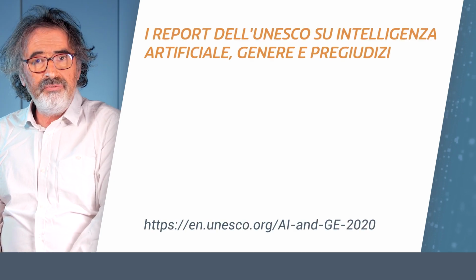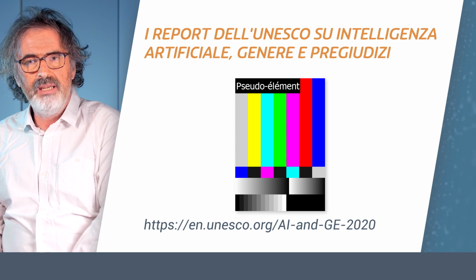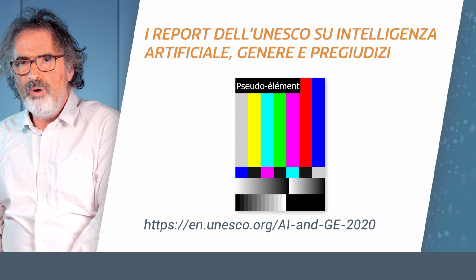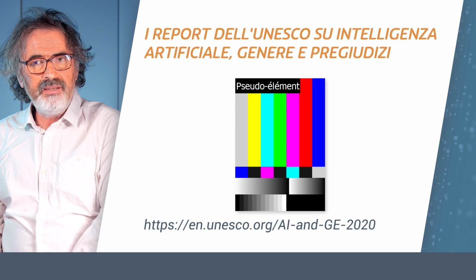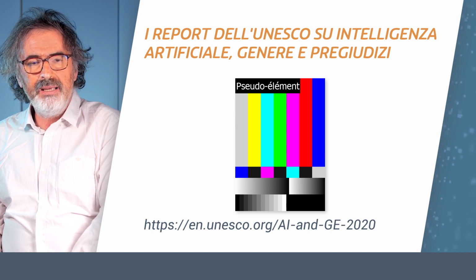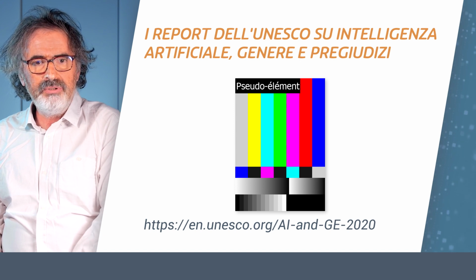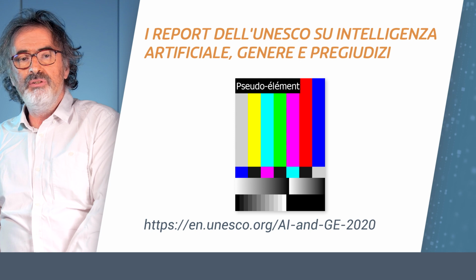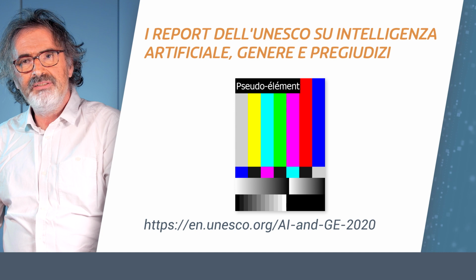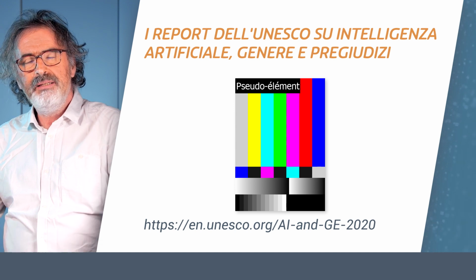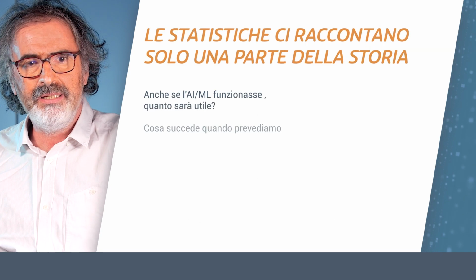There has been a lot of work done over the past few years on the subject of bias in AI. Let me publicize just one paper that can be found on the web, where UNESCO went through all the different forms of bias related typically to gender, but not only. This report was produced in 2018 and gives us an understanding of how bias, when present in the data, can also be present in the software. Statistics only tell us part of the story.